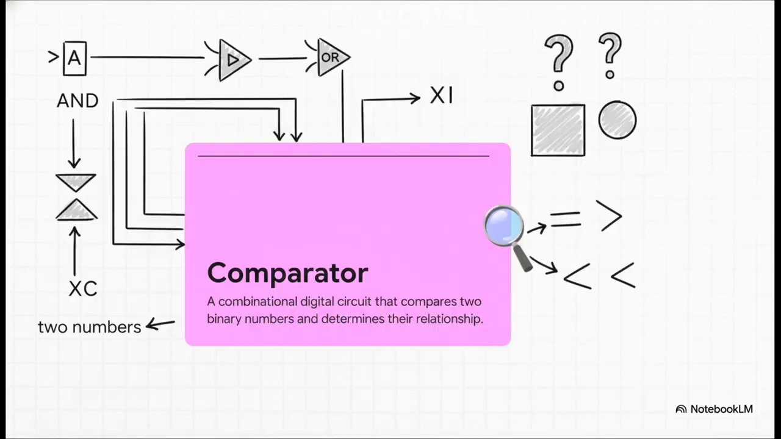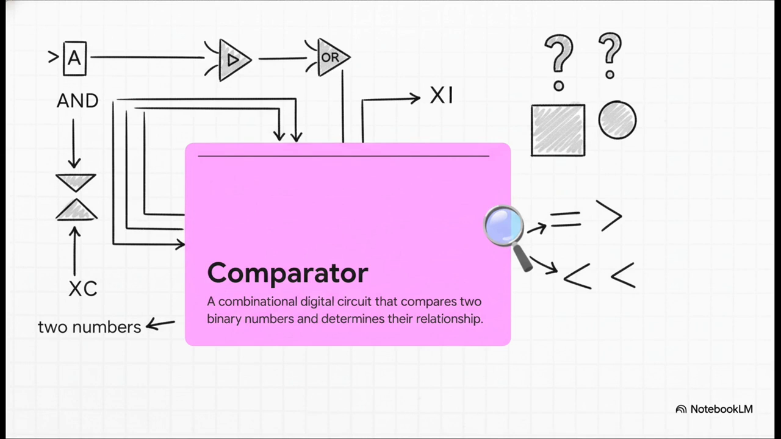And the hero of our story is this, the comparator. It's a special kind of digital circuit called a combinational circuit. Now think of it like a basic calculator. You put numbers in and you instantly get an answer. Its output depends only on the inputs you give it right now, with zero memory of what happened before.